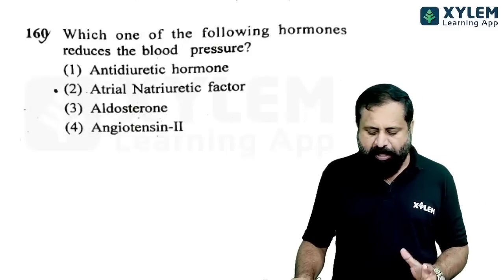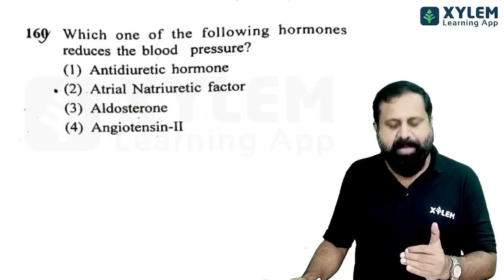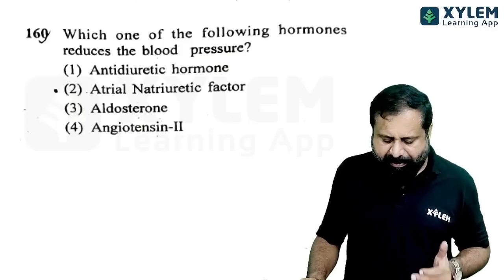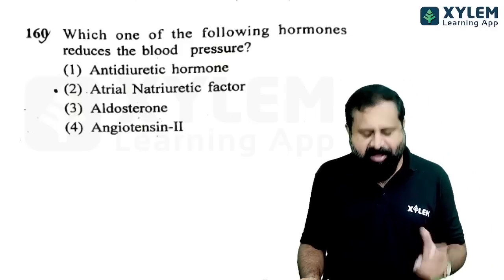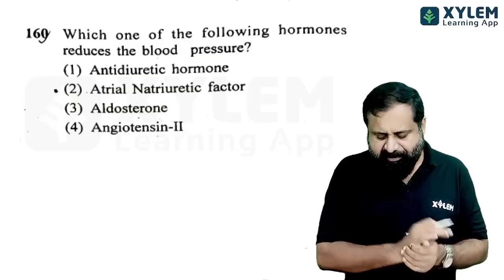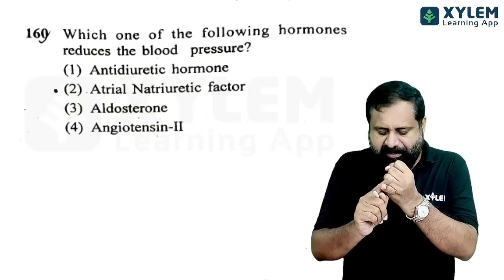160. Which one of the following hormones reduces BP? Antidiuretic hormone, atrial natriuretic factor, aldosterone, angiotensin 2. You know in excretion, aldosterone can increase BP.